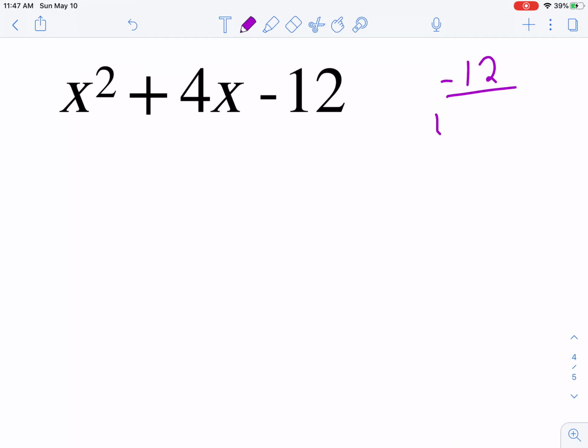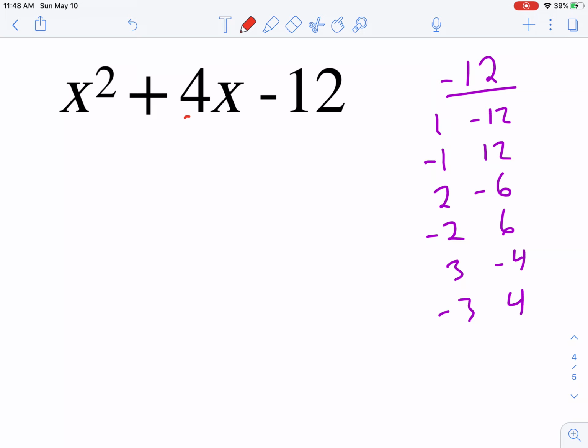Okay, so I can have 1 times negative 12, that equals negative 12. Negative 1 times positive 12. 2 times negative 6. Negative 2 times positive 6. 3 times negative 4. Negative 3 times positive 4. Okay, those are all my factors of negative 12. Two numbers that multiply together to equal negative 12. And now I look at those factors and I try to find the two factors that when I add them together, they equal a positive 4.